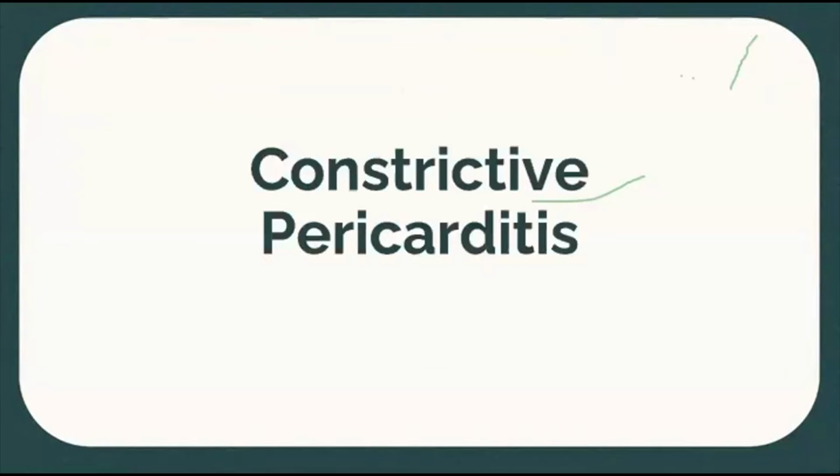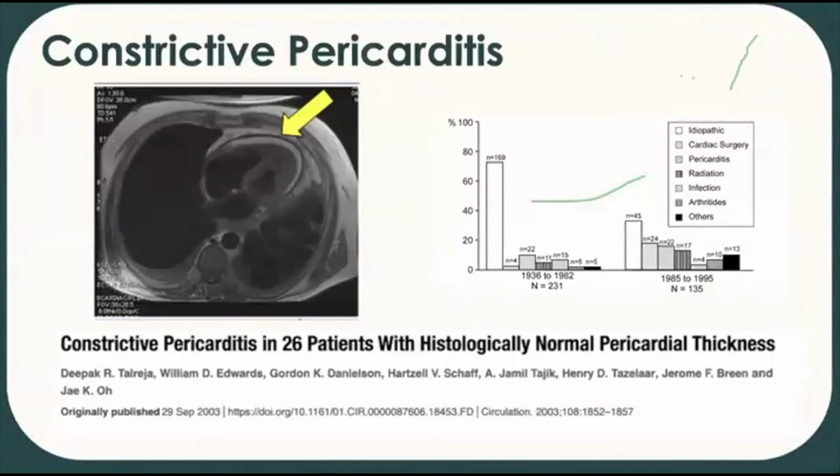So moving on a little bit to constrictive pericarditis. Briefly, constrictive pericarditis is a thickened, with the caveat, scarred, inelastic, and often calcified, non-compliant pericardium, and it limits the diastolic filling of the ventricles. The etiologies of constrictive pericarditis are very diverse: viral recurrent pericarditis, cardiac surgery, collagen disease, radiation, and sometimes idiopathic.